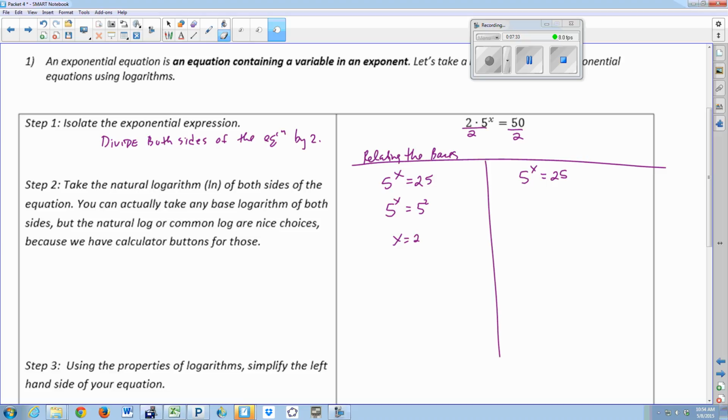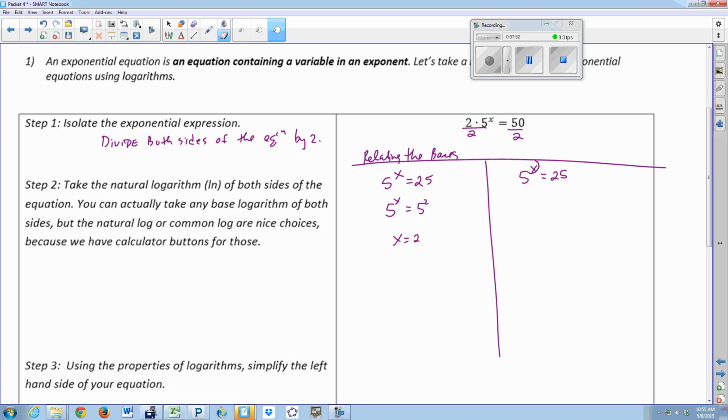However, your calculator only gives you the answers for the common log and the natural log. So I'm just going to follow what your book does. Your book has this like love affair with the natural log. It takes the natural log of both sides of the equation. So we're going to take the natural log.